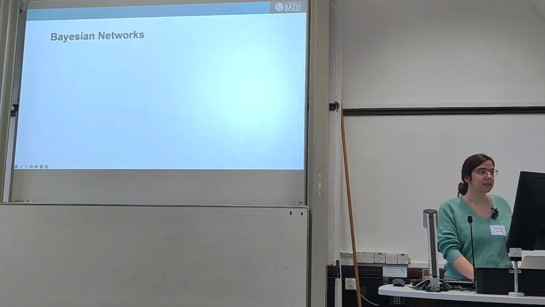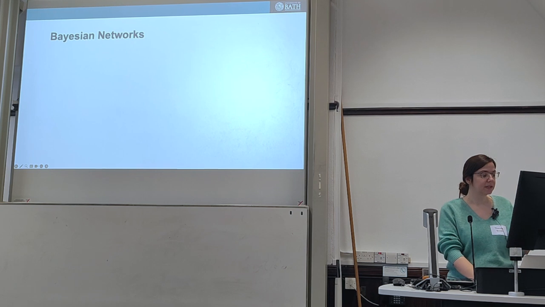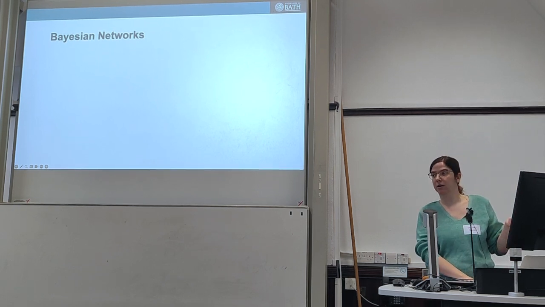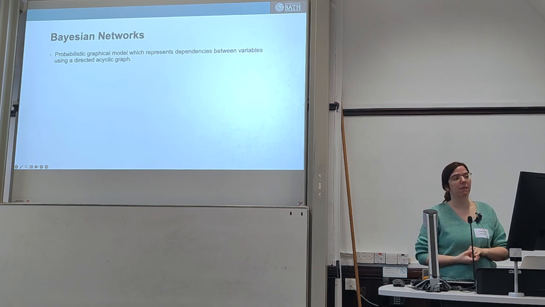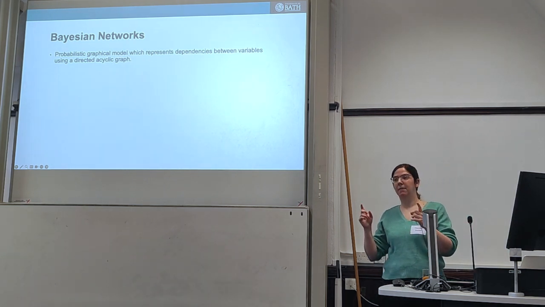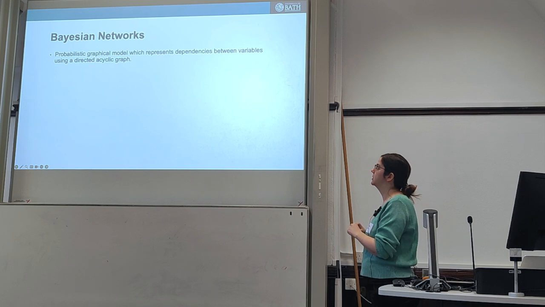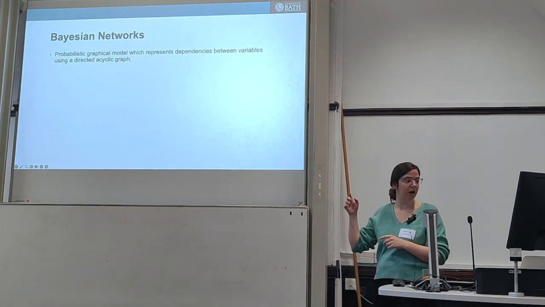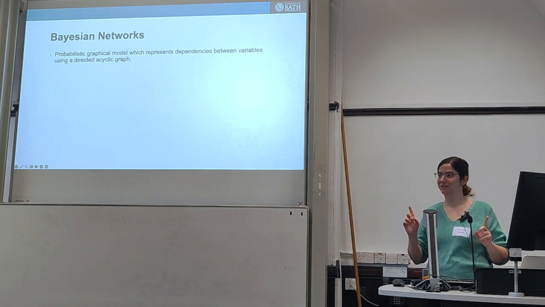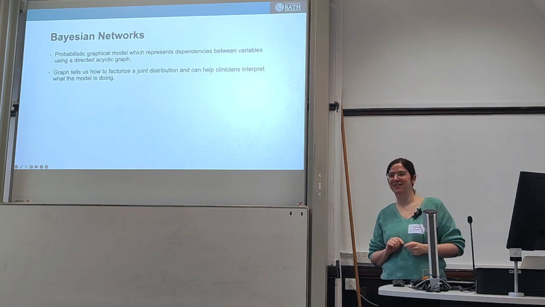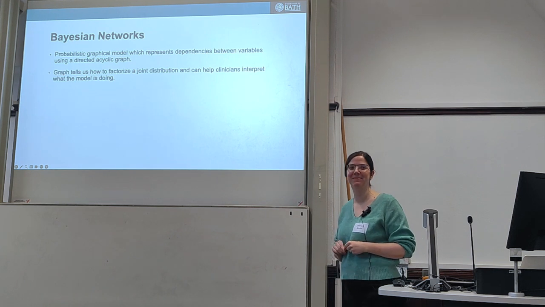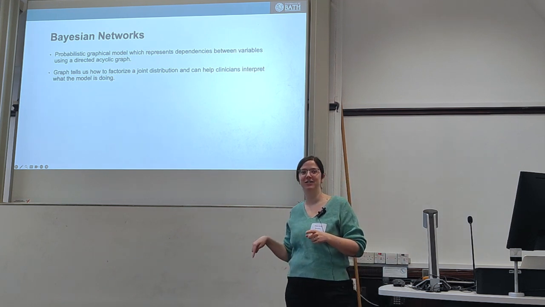What we're really interested in, and have done a bit of work on before in the CPRD, is something called Bayesian networks. Bayesian networks are probabilistic graphical models which represent the dependencies between variables using a directed acyclic graph. I'll have an example in a second if that makes no sense to you. The graph tells us how to factorize the joint distribution.